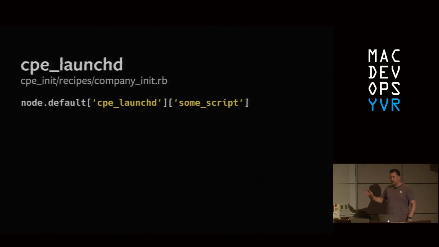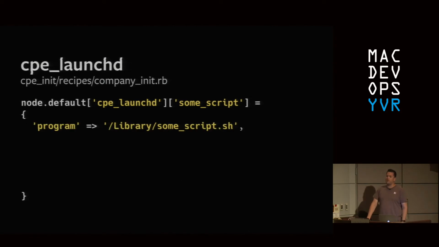So it looks like this. You have cpe_launchd, and then you have some_script as the key name. some_script is what it uses to generate the LaunchD label. Then within some_script, it's a hash of data. So we have these curly braces. And within there, you want to specify program. So just like on a LaunchD, you have a key program, and then a value of whatever you want it to run. This could be a binary, it could be a script, anything that LaunchD accepts.